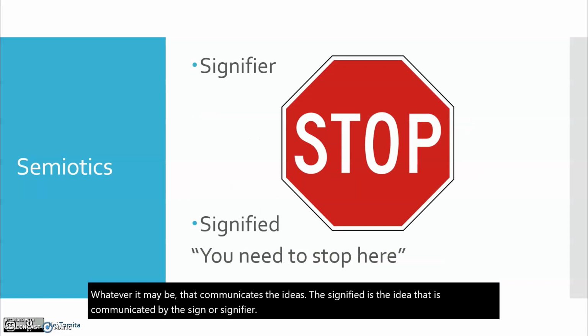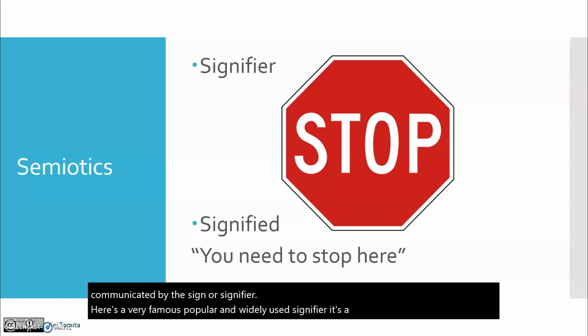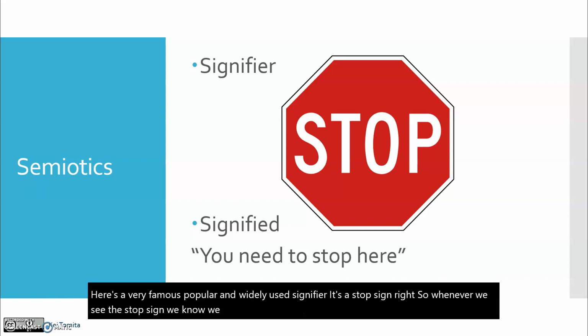Here's a very famous, popular, and widely used signifier. It's a stop sign, right? So whenever we see the stop sign, we know, hey, we need to stop here. Again, visual information is intuitive to us. We can immediately understand this message.